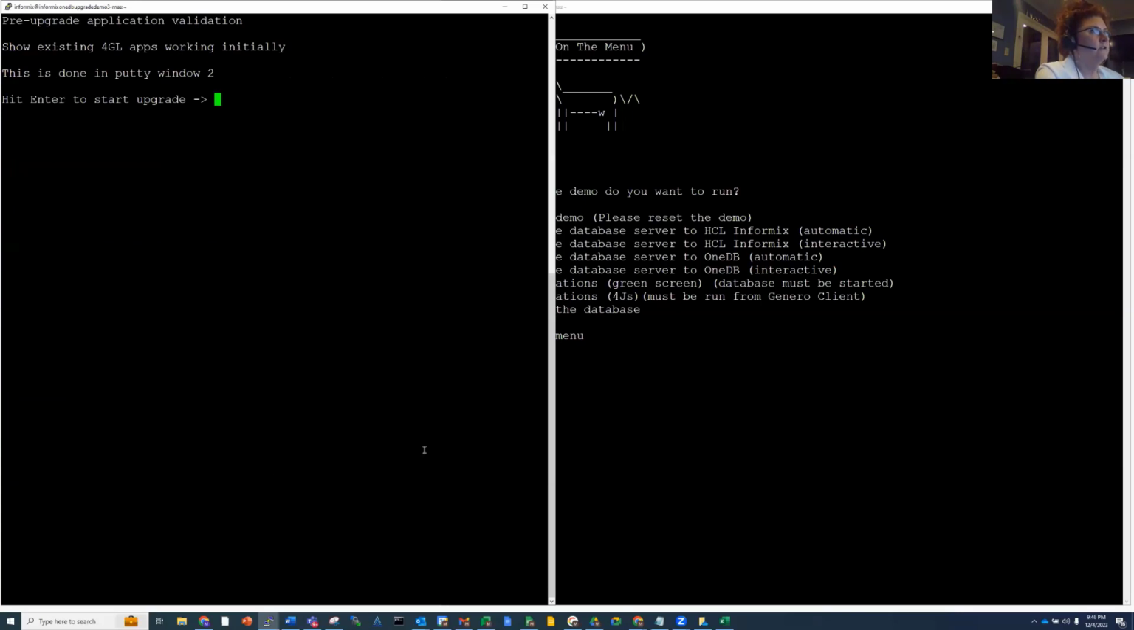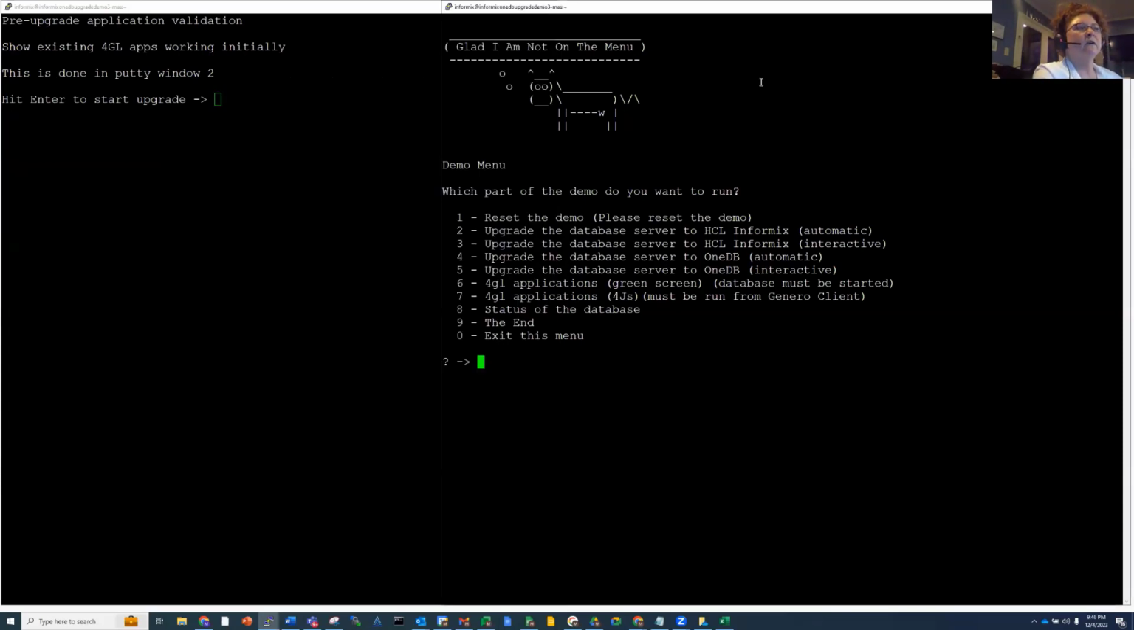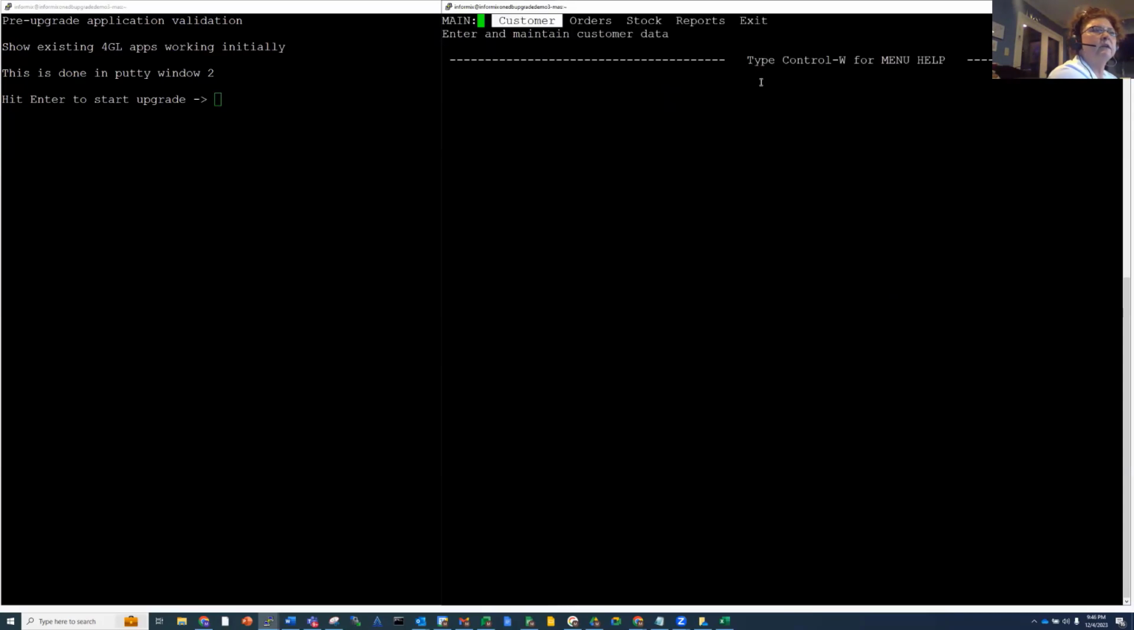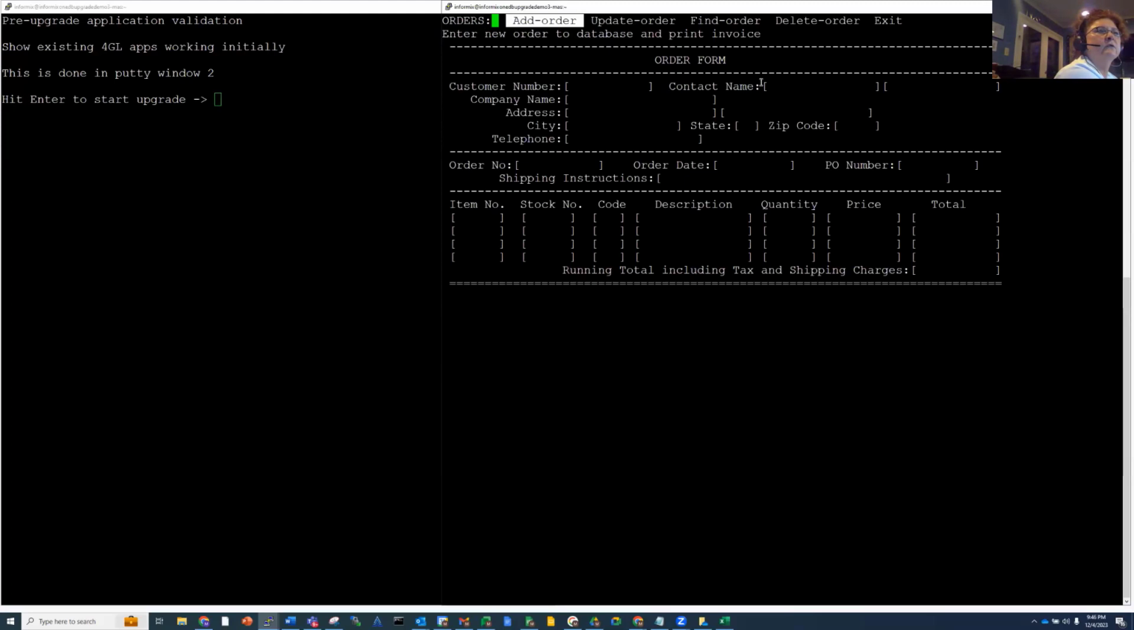But before I do that, I do want to show you what my applications look like. Hang on a second, I need to move this Zoom thing off my screen. It's distracting. Okay, so on my right-hand side, I'm going to show you my 4GL application. So here's my 4GL environment. I'm going to start the application. You may be familiar with this. This is the stores demo.